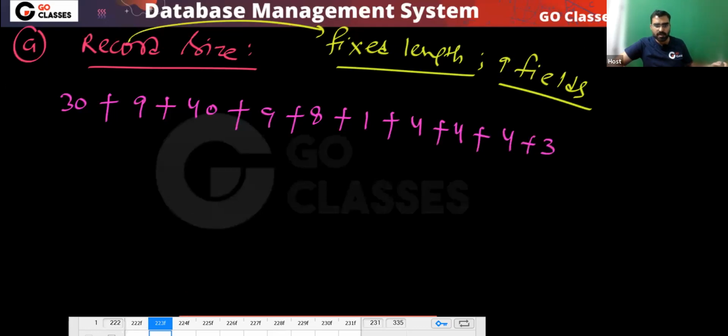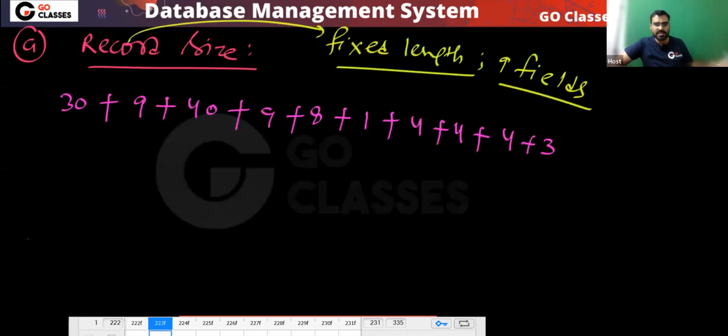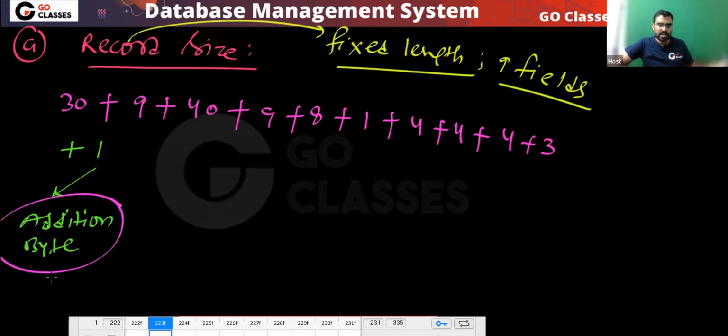But some more information is there. An additional byte is used for the deletion marker. In every record, one additional byte is there. Where can you put it? You can put it in the record header. Yes or no? So this additional byte you can put in the record header.